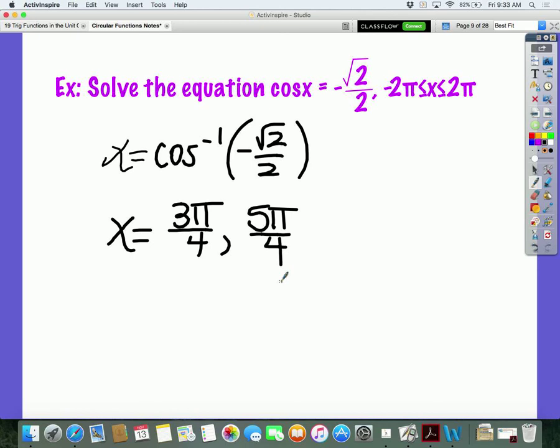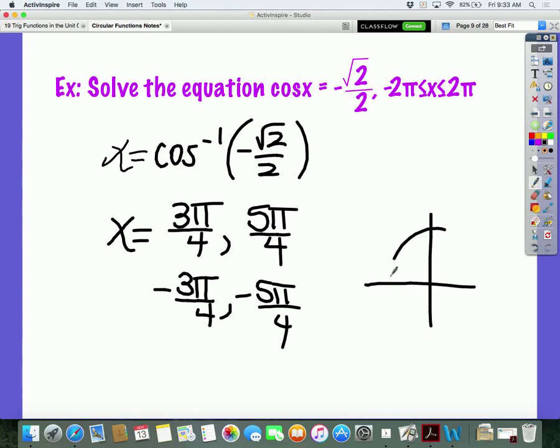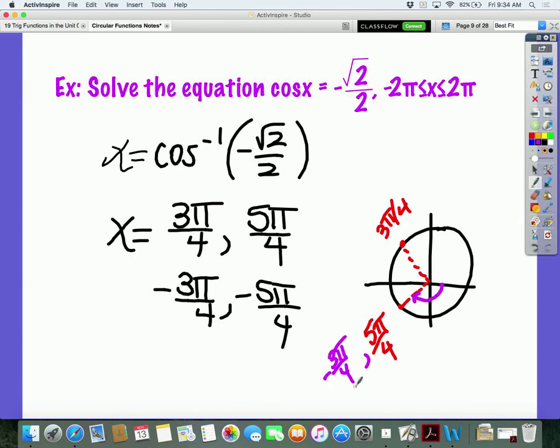When you go the opposite way, that's basically the same thing. You first come to negative 3 pi over 4 and then to negative 5 pi over 4. Remember, when you are going in the clockwise direction, you create a negative angle. So if you think about your unit circle, 3 pi over 4 is here, and 5 pi over 4 is here, going in the positive direction. But to get to these angles going in the negative direction, you're starting at 0. This is negative pi over 2, so then this would be negative 3 pi over 4. Continue around in the same fashion, and that would be negative 5 pi over 4.